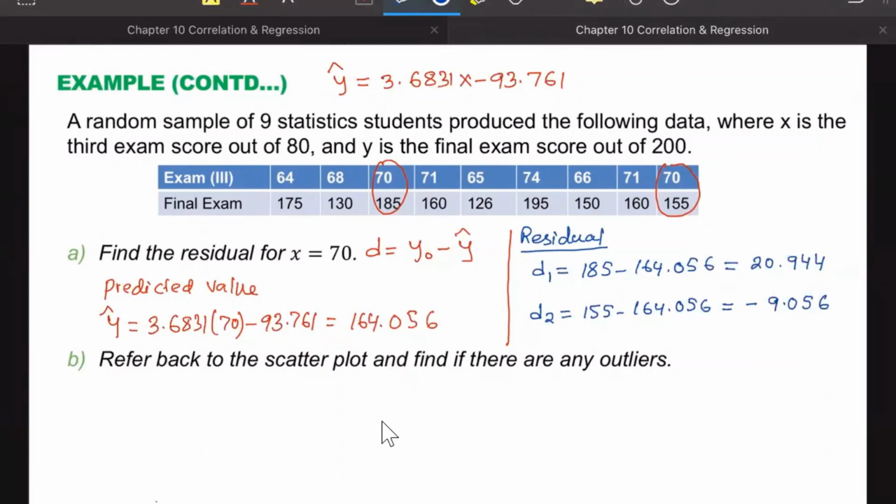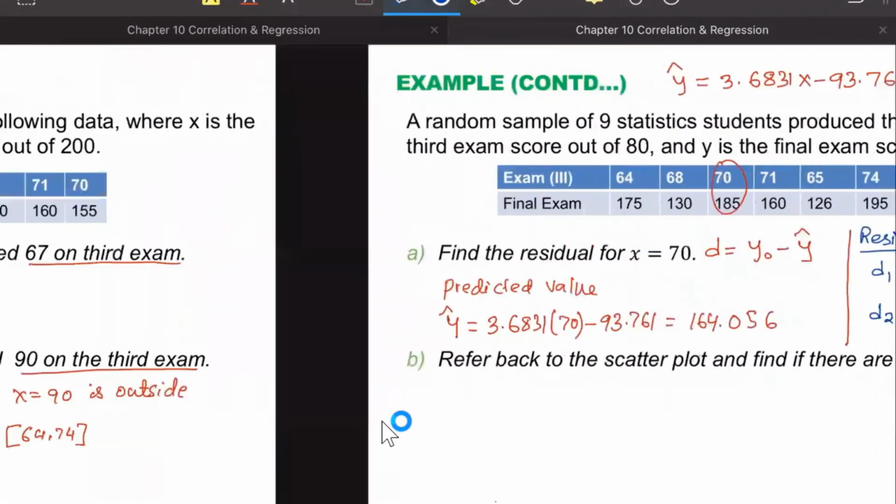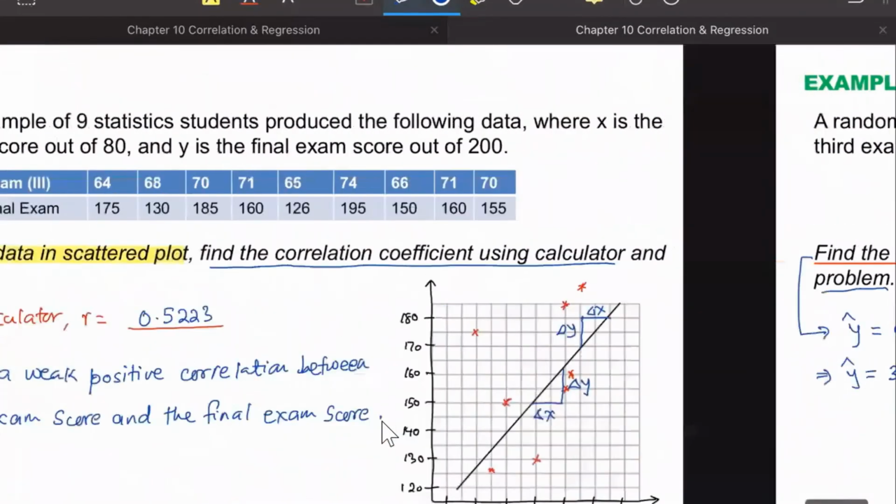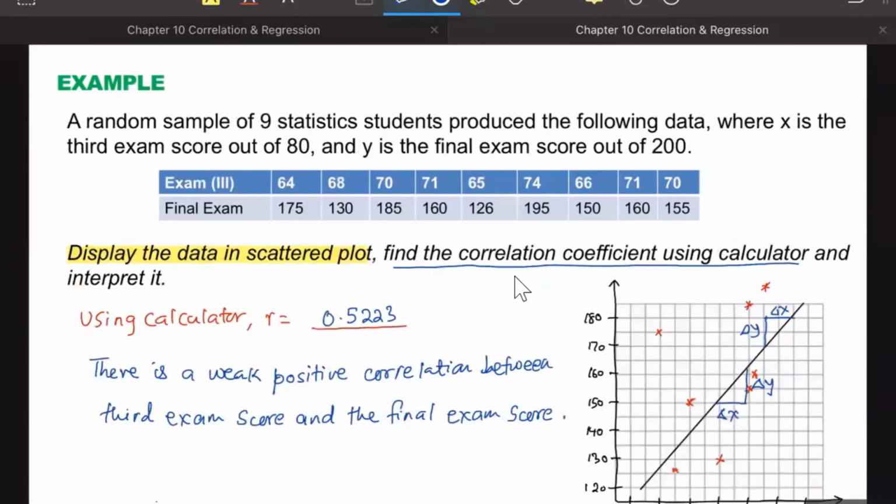We can go back to the scatter plot and check that. For 70, my line of best fit is not perfect, since I randomly drew it, but it has to pass somewhere through the middle. So one point should be above and one below. For 70, this point is down here, and the other one is above. This is your 185, so when you make that subtraction, you get the positive value. The other one is below, so we get negative.